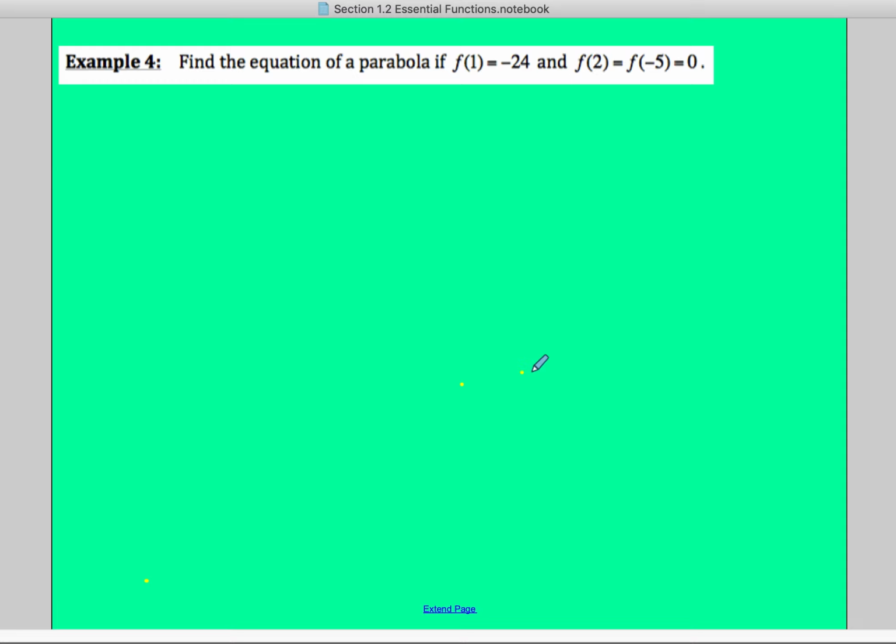So we're going to find the equation of a parabola. It says if f of 1 equals negative 24 and f of 2 equals f of negative 5 equals 0. So let's just decipher the information that we are given. This one is telling us a point. When I plug in 1, I get out negative 24.